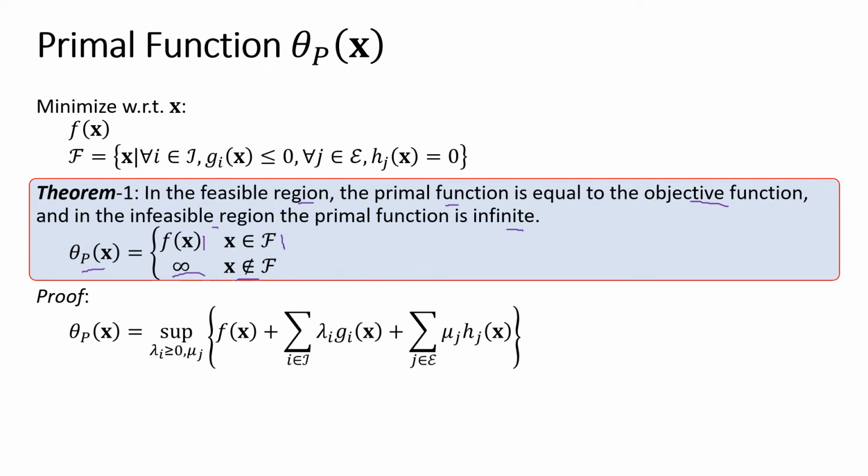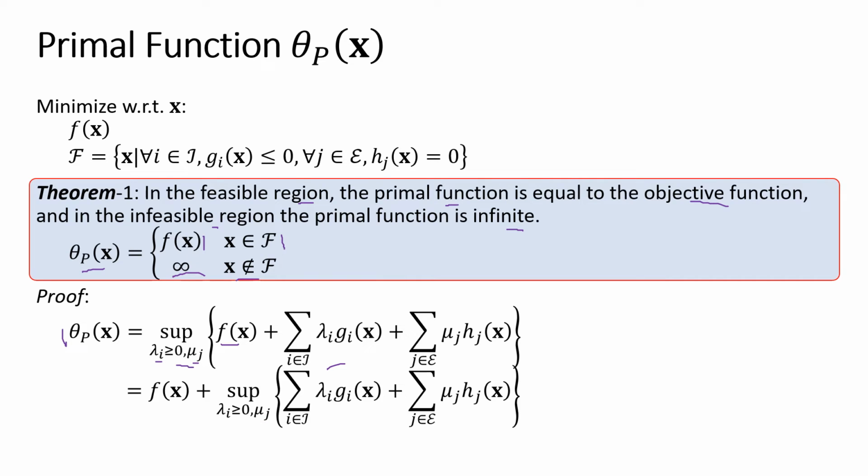Proof. By definition, theta p of x is the supremum with respect to the lambda i's greater than or equal to 0 and the mu j's of f of x plus summation lambda i gi of x plus summation mu j hj of x. I bring f of x outside the supremum because it doesn't contain the lambdas and the mu's, so it's independent of the lambdas and mu's.